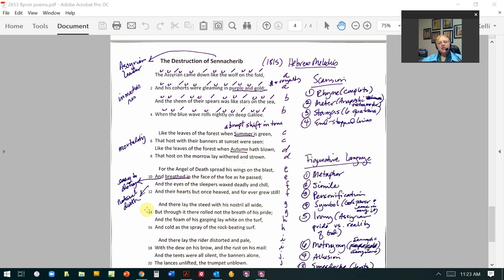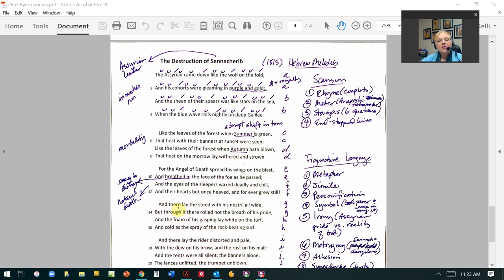Personification. So the angel of death is personified as having some kind of, like, spread his wings, right? And they're saying that it's a he, right? So that's personification when you give human quality to something that is not human or actually maybe even inanimate. There is symbolism, right? God's power and the ease with which he uses it. So the angel of death is the symbol of that power.